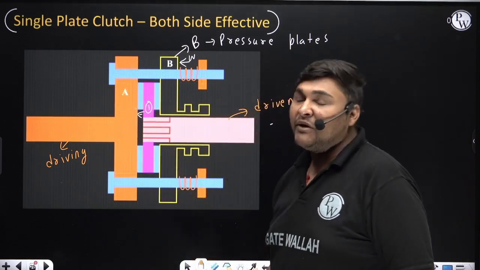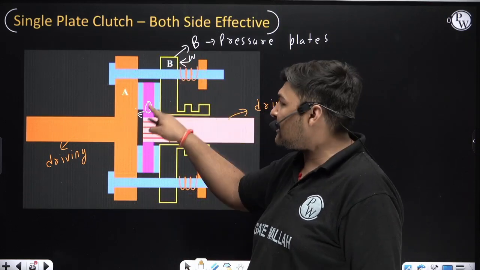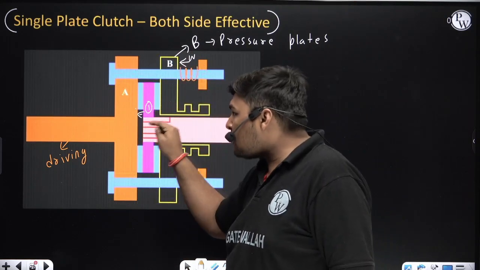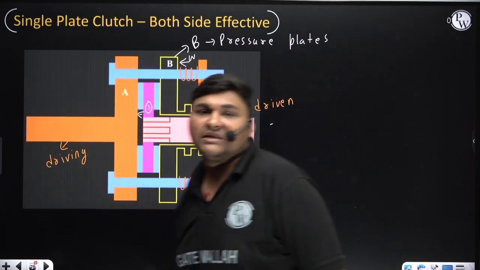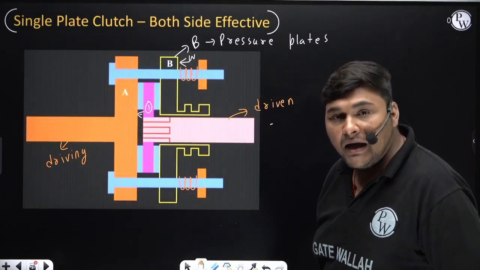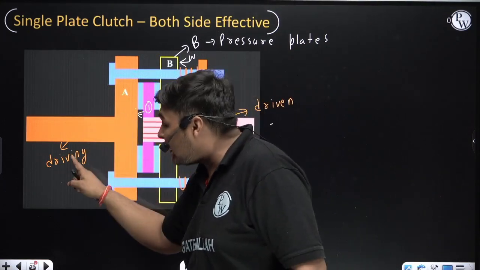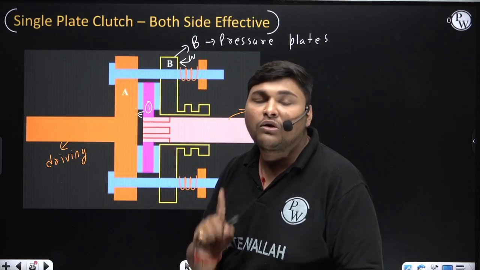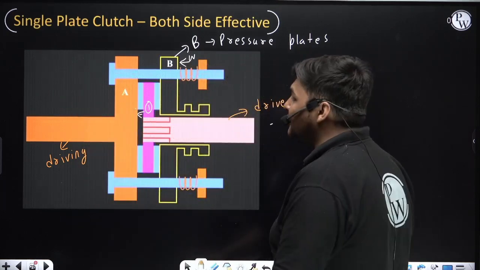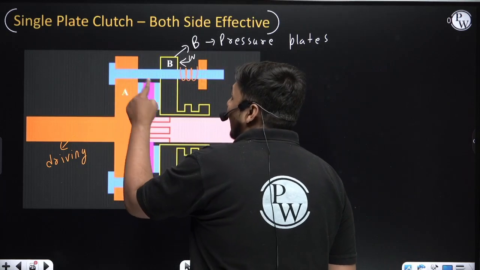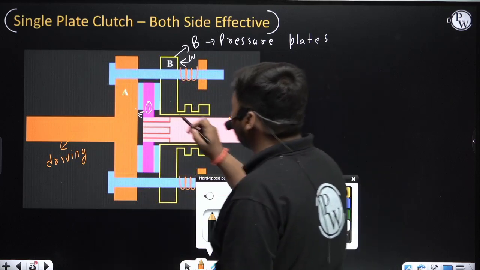But what will happen with the same force W, because W is applied here on plate B, which is transferred to plate 1. With this same force W, plate 1 will try to move plate A in this direction. But plate A cannot move in this direction because it is directly connected to the driving shaft, which is not a splined shaft. Since plate A cannot move in this direction, what will happen? Plate A will apply a pressure on plate 1, and here it is the contacting surface.